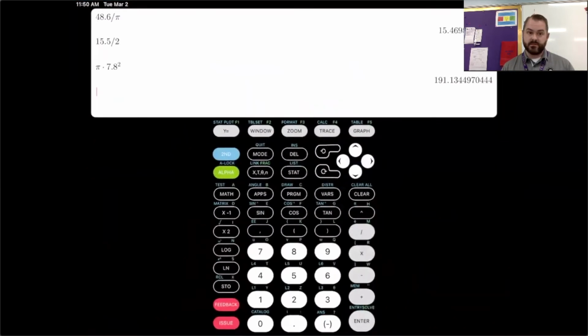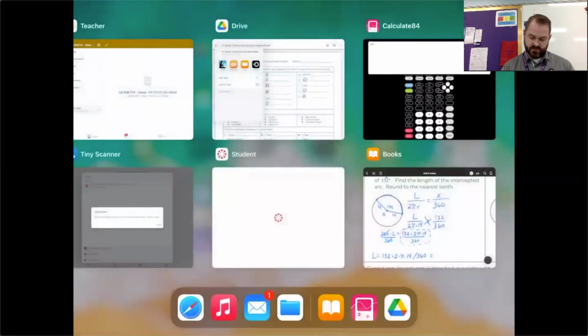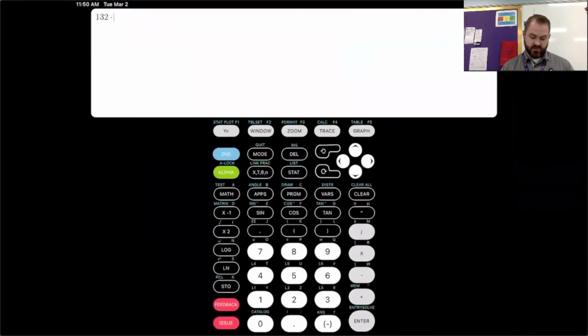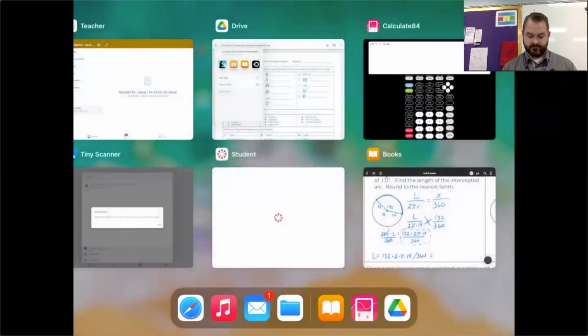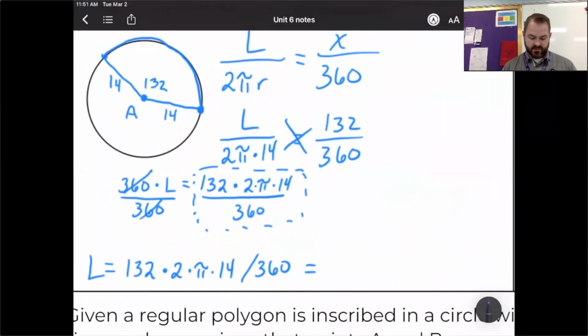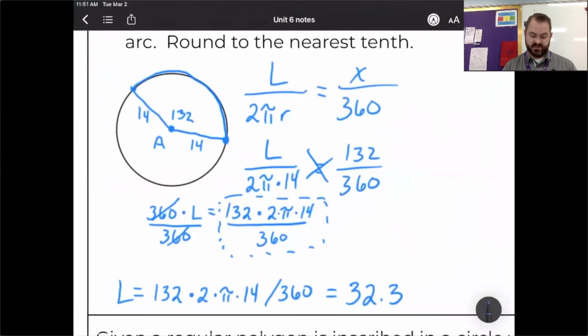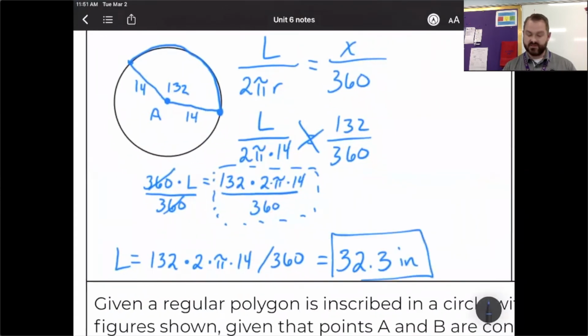So that was 132 times, look again, 2 times pi times the radius 14 divided by 360. And we get about 32.3. Okay, so that's about 32.3, and we're using a unit of measure inches. It's arc length, so it's a linear measurement, just inches. Okay, let's try another one.